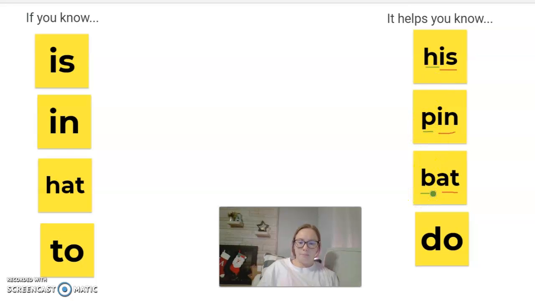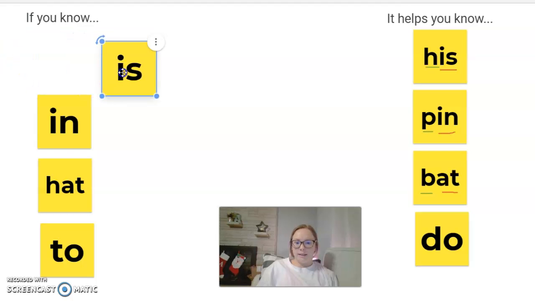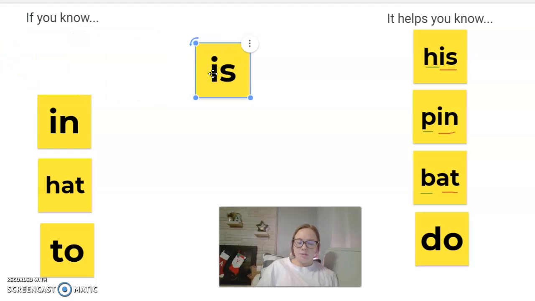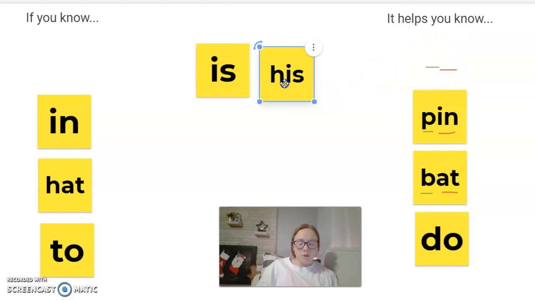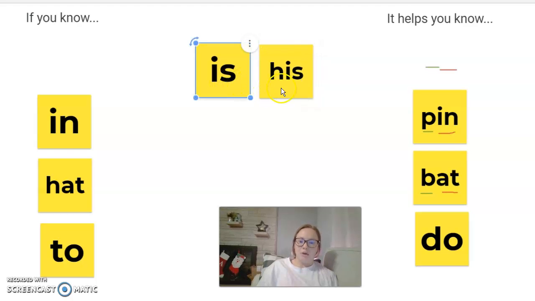B, at, bat. Today, you guys will be playing a word matching game, and you guys are going to flip over cards and make a match. Now, how you make a match is you find a word, a smaller word, that can help you to figure out the bigger word. So if you flip over a card that says is, and then you flip over his, those are a match because knowing is can help you to figure out his.